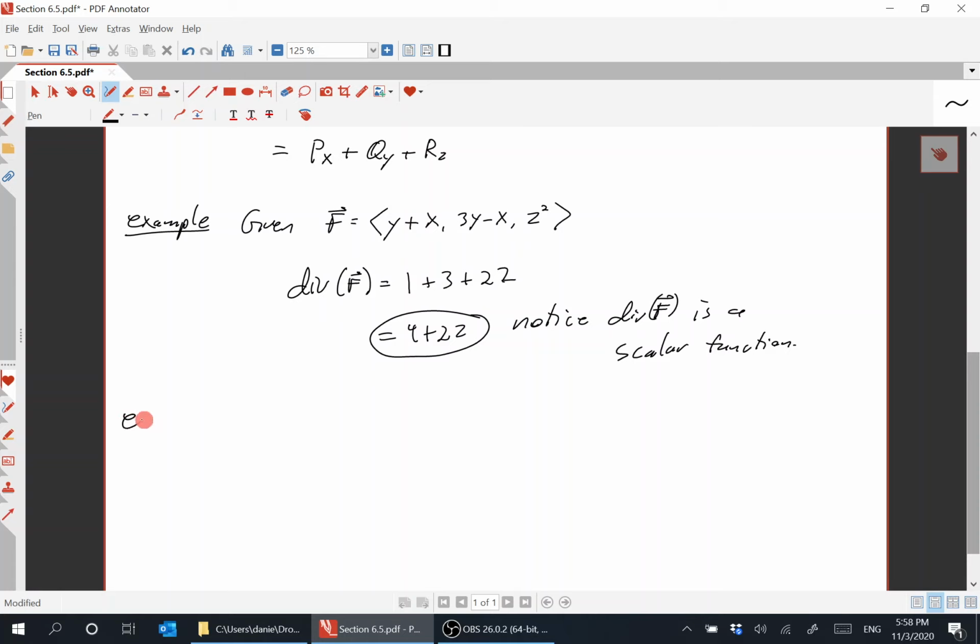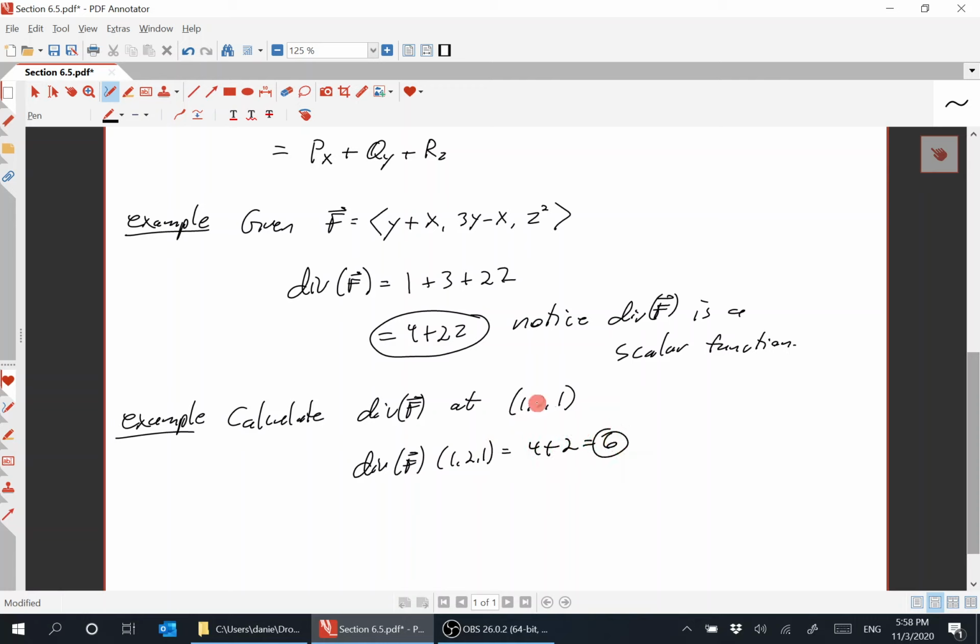Another thing that you can do also is calculate the divergence at a given point, at the point 1, 2, 1 or something like that. So that's just equal to this. At 1 it's 4 plus 2, which is 6.